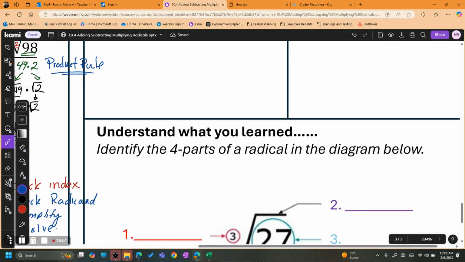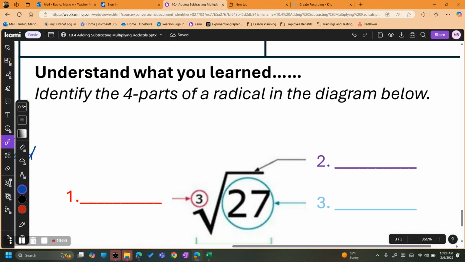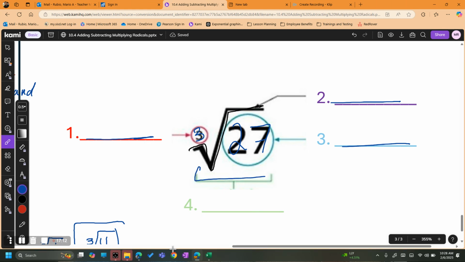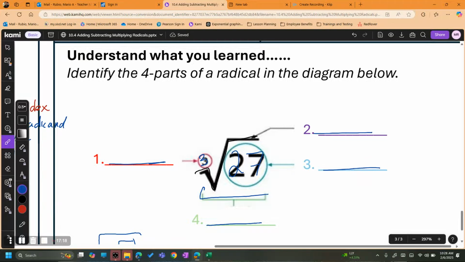And then once you're done with all that, I want you to try to summarize what you learned by identifying the 4 parts of the radical in the diagram below. I expect you guys to go ahead and draw this symbol, write in the number 27, write in the number 3, and then label these and tell me what each one of these parts is called. Okay, that's going to be your check for understanding once you finish the practice problems.